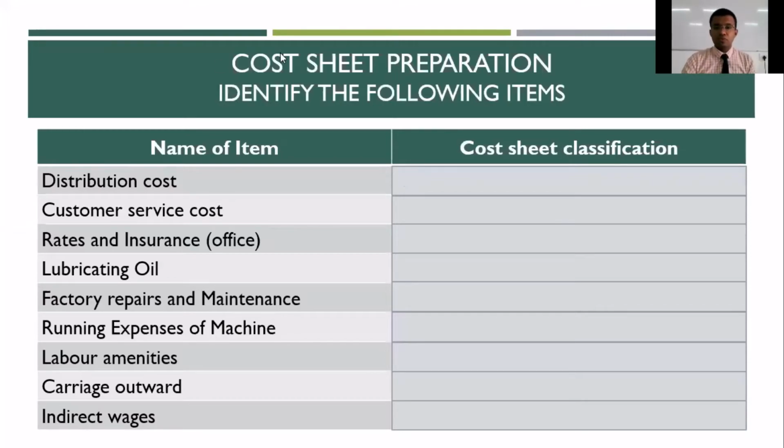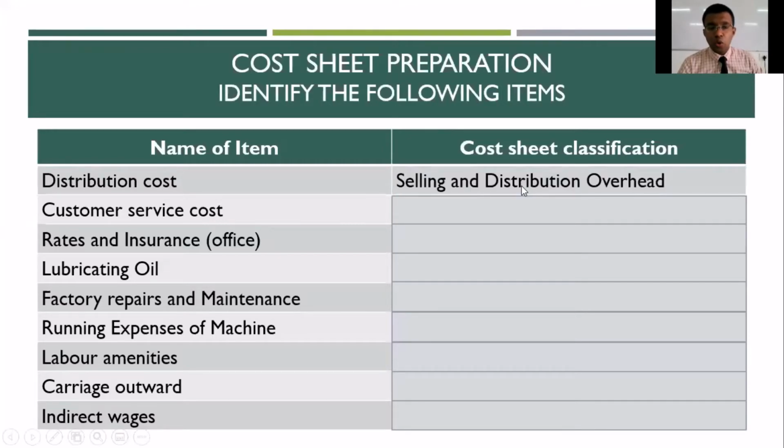Next, first is distribution cost. Now, distribution cost is the cost that you incur for distributing your goods from your factory to the point of sale. So this would be a part of your selling and distribution overhead.